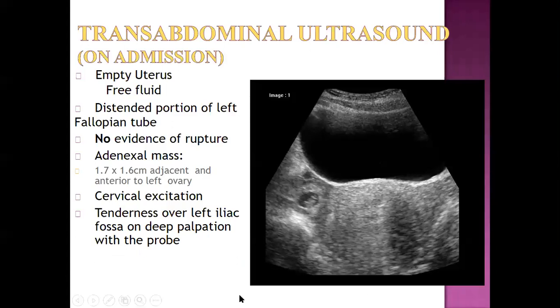As you see in image one, there is an empty uterus. There is a distended portion. This is the distended portion. This is the cavity. There is no intrauterine pregnancy. This is the bladder. And there is a mass outside the uterine cavity. But this is an intact mass. There are no signs of rupture. This is an intact round mass.